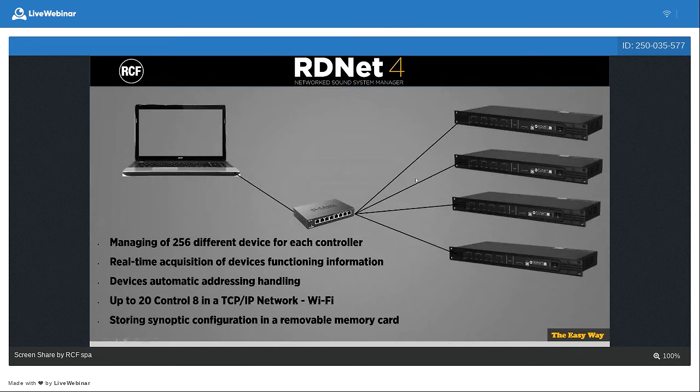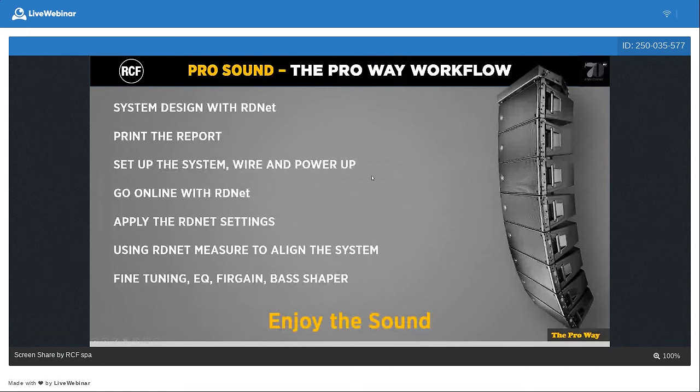So let me summarize the Pro Way workflow as we did for the Easy Way workflow. System design with RDNet. First thing, print the report and set up the system in the venue. Wire and power up. Go online with RDNet. Apply the RDNet settings automatically, the settings that are coming from our design, and then use RDNet to measure and align the system. Fine-tune, EQ, fair gain, bass shaper, as we will see.